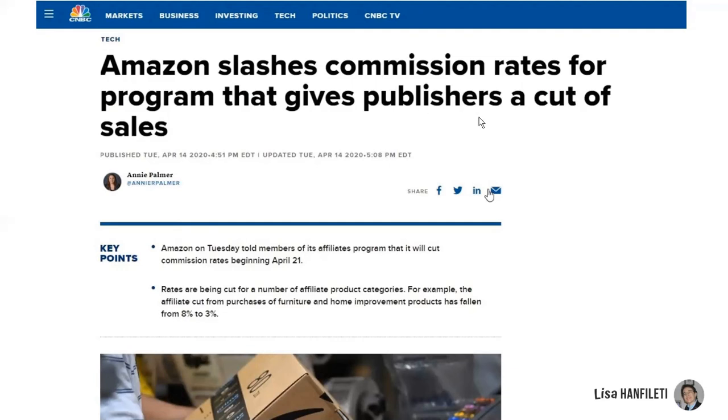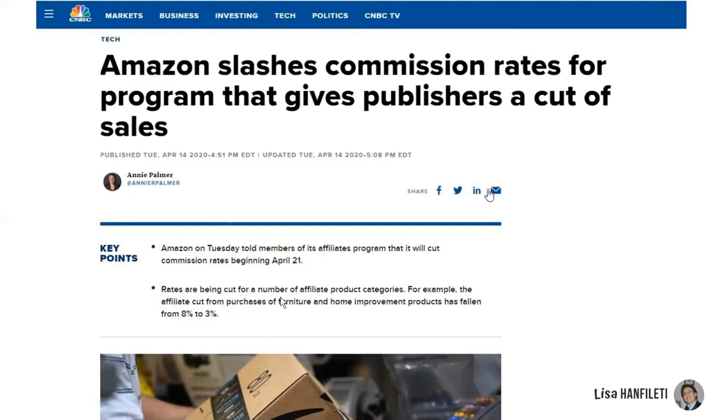So when they say publishers here, they're referring to affiliates. On the 14th of April, in the middle of the pandemic, Amazon told affiliates that they're going to cut their commission rates starting on April 21st. This was published April 14th, so they gave them 1 week notice.